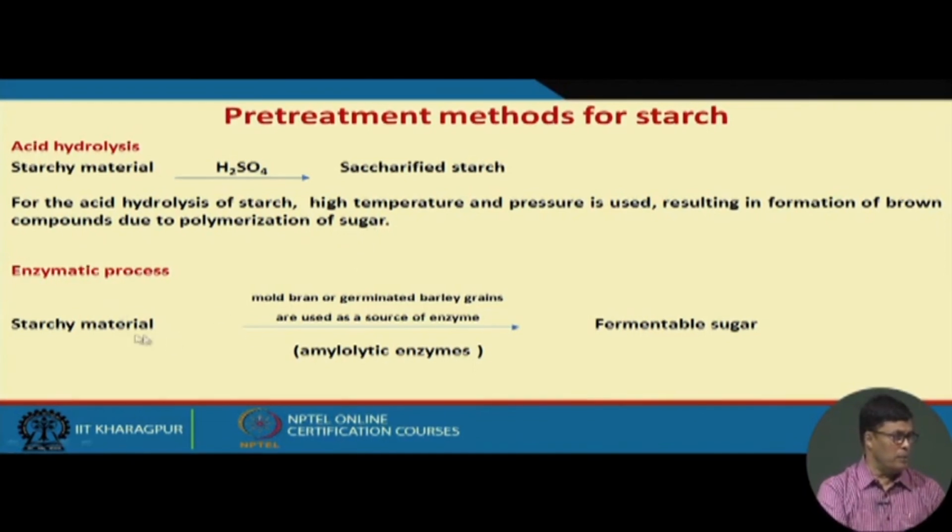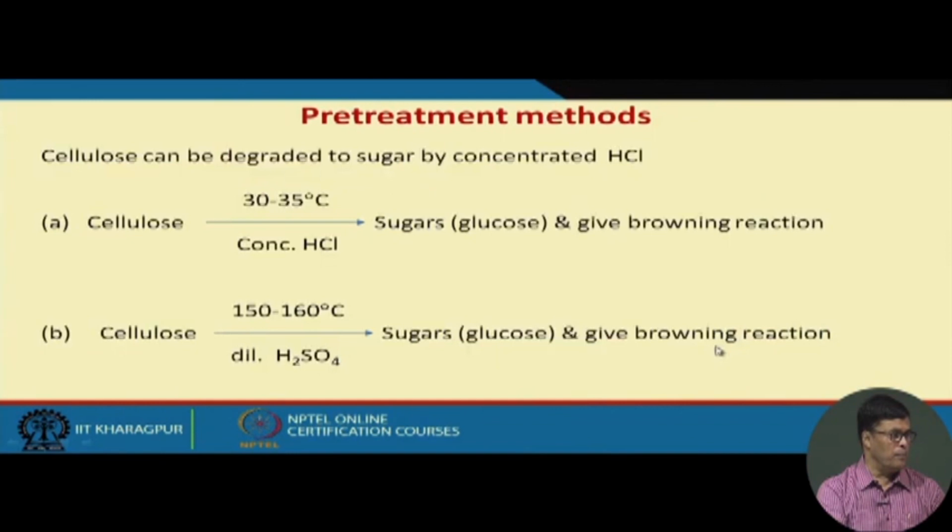In an enzymatic process, we use the starchy material. Mostly we use the amylolytic enzymes for the conversion of the starch to sugar. And amylolytic enzymes are also of different types. We have alpha amylase, beta amylase, and glucoamylase. So different types of enzymes participate in the reaction and give the glucose.